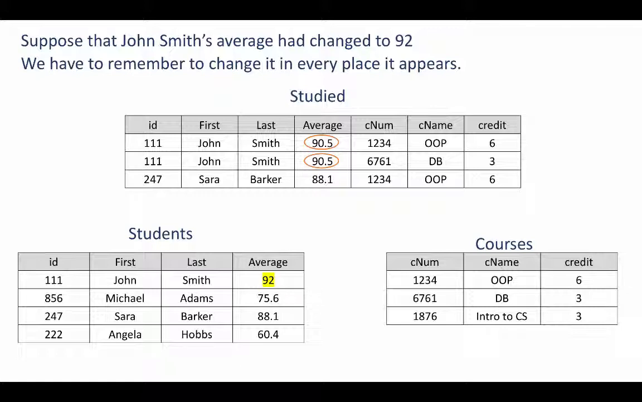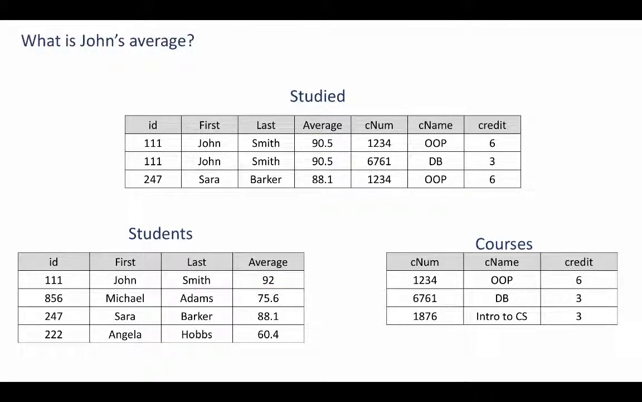And in this table, the average stayed as it was previous to the change. So now, if we ask ourselves what is John's average, the very disastrous answer is that we don't know. The data is contradicting because one table, the students table, says the John Smith average is 92 and the other table, the study table, says that the same John Smith has the average of 90.5, and we don't know which of them is the fact of the data.